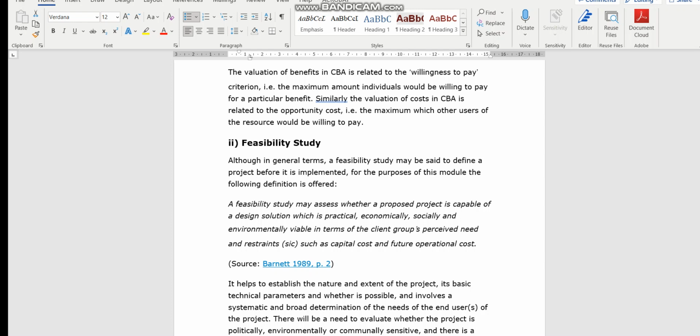Some solutions may be detrimental to the environment, or may create a lot of media and public hoo-has, and it is not the right time to do it. So feasibility studies cover a wider range. It will definitely include technical studies.